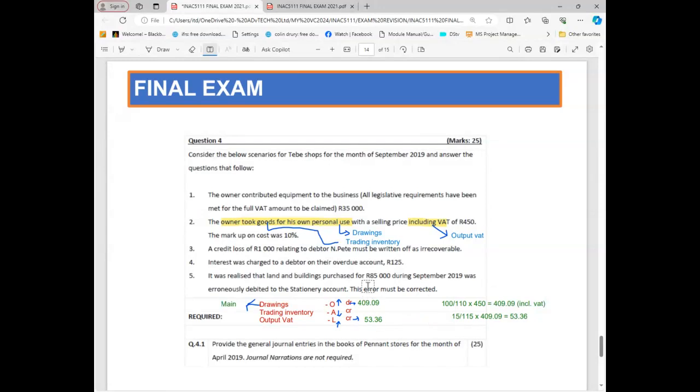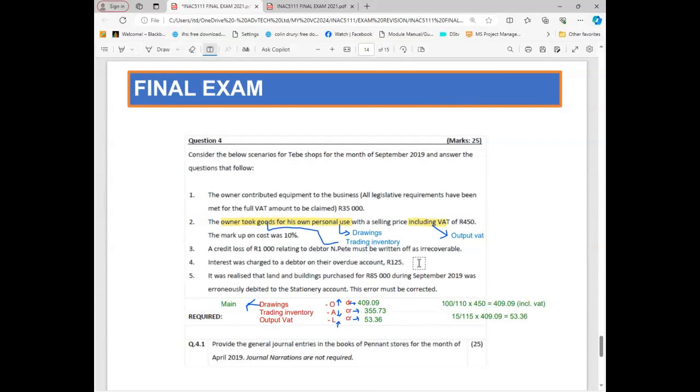Therefore, the difference between the two amounts will be my trading inventory. So let's see the difference. How much do we get as the difference? The difference is 355.73. So I'm going to come here, and right here, that is the difference which belongs to the trading inventory. And then we just put the amount. Can you see now? So this is how I'm going to record.